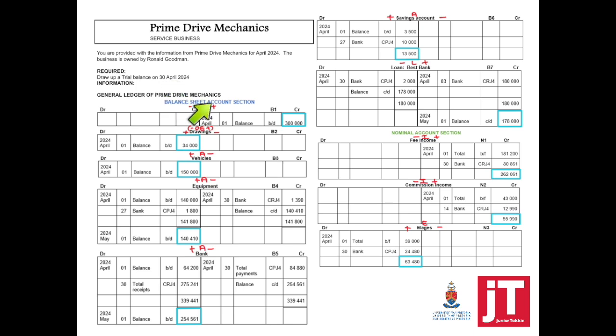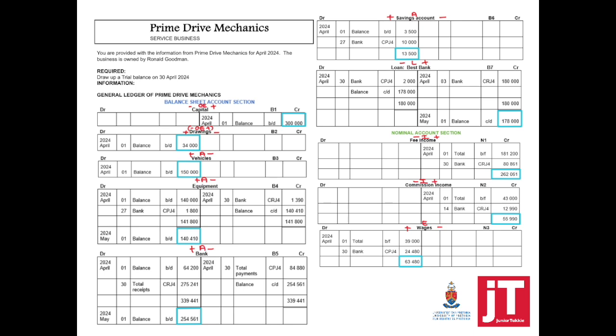It has two sections, which are the balance sheet account section and the nominal account section. In my balance sheet account section, I've got all my owner's equity, assets, and liabilities. In my nominal account section, we've got all our income and all our expenses. Owner's equity capital will be on the credit side. Drawings, D for debit, on the debit side. All my assets appear on the debit side. All my liabilities appear on the credit side. All income appears on the credit side, and all expenses appear on the debit side.